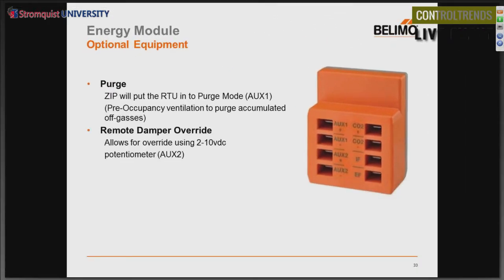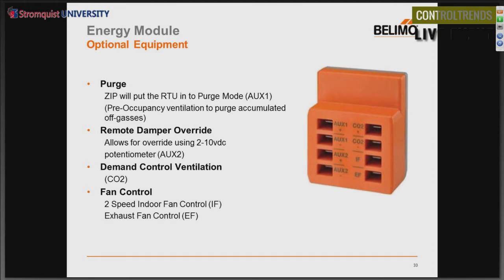Remote damper override will allow you to override the damper using a 2 to 10 signal or a potentiometer. Demand control ventilation utilizing CO2 sensors, very standard. 2-speed fan control, as well as exhaust fan control, and VFDs are all incorporated into this one energy module. So if you did need to use CO2 or any of these other features, you would need the additional energy module.